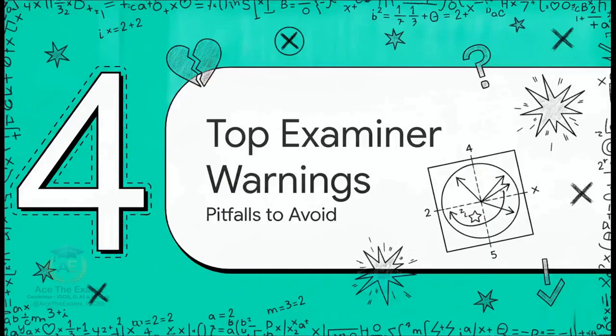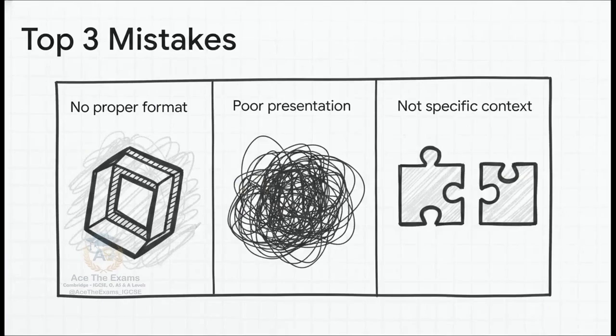For our final section, let's look at Section 4, Top Examiner Warnings, Pitfalls to Avoid. We are pulling directly from the principal examiner reports here to reveal the exact places where students needlessly throw away marks. If you want to maximize your grade and hit that 100% mark potential, you absolutely must avoid these top 3 mistakes. First, forgetting the proper format for complex numbers.